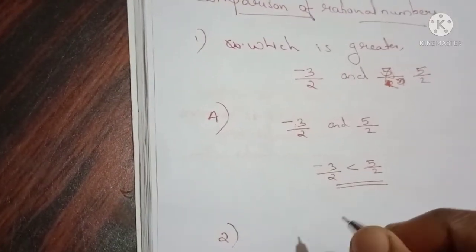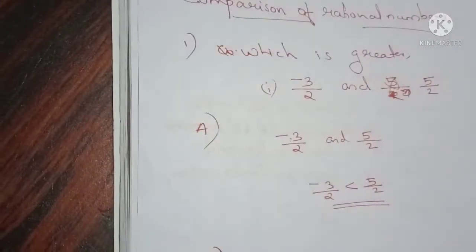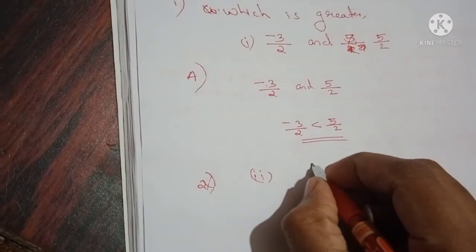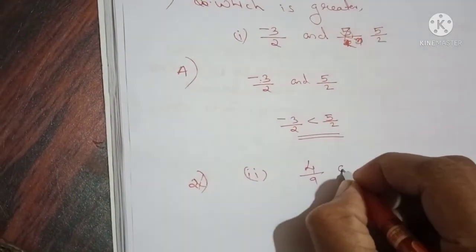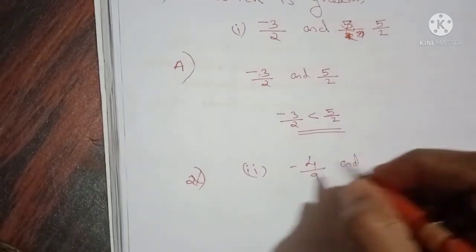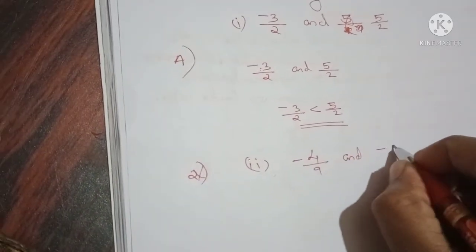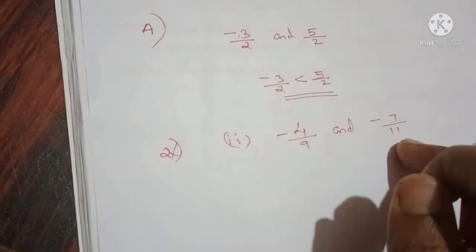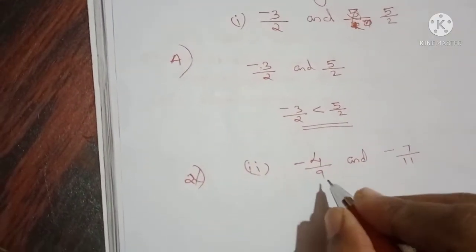So we can do one more problem. Minus 4 by 9 and minus 7 by 11. Which is greater, minus 4 by 9 or minus 7 by 11? Let us check.